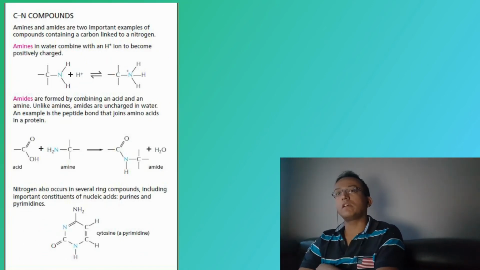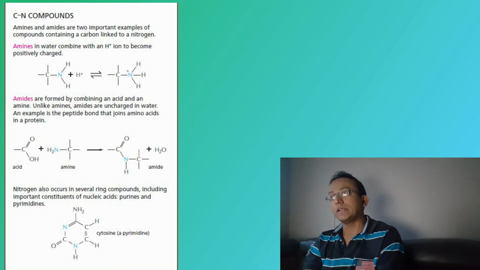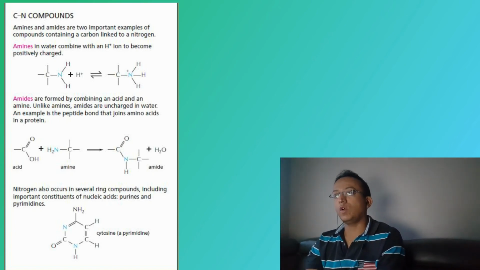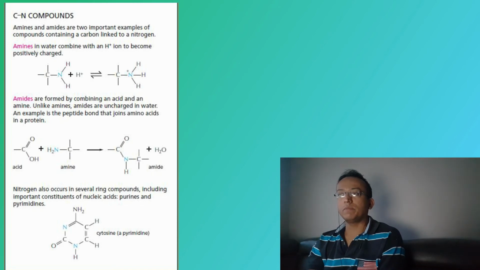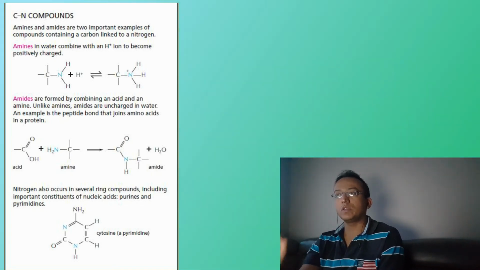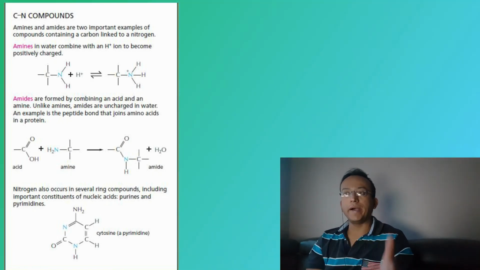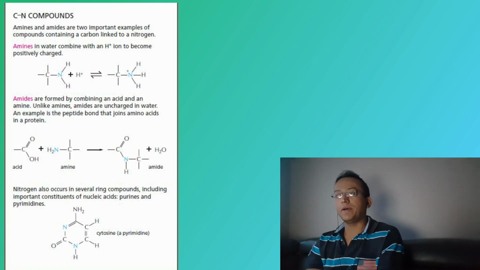And there are carbon and nitrogen compounds as well. So what are these? Amines and amides are two important examples of compounds containing a carbon linked to nitrogen. In amines, the amine combines with an H plus ion to become positively charged. Amides are formed by combining an acid and an amine. So that is carboxylic acid, as you can see, and there is an amine. When they combine together, that will form an amide.